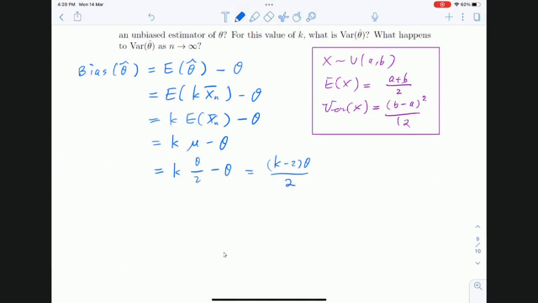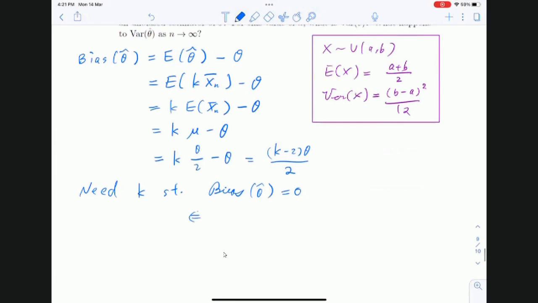But we are asked to find the value of k such that the estimator theta hat is unbiased. So we need k such that this is equal to 0. We need to find the value of k such that the bias is 0. That's the meaning of unbiased. An unbiased estimator is an estimator with 0 bias. So we find that from this expression, we know that setting k equal to 2 will result in an unbiased estimator.